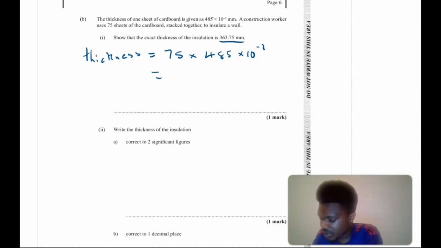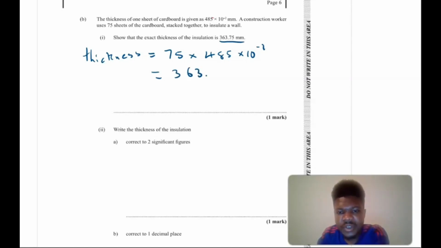So it's going to be 75 times 485, and then we multiply by 10 to the minus 2. Oops, let's try that again. All right, so even if we convert it, we get the same exact answer. So it's going to be 363.75 millimeters. All right, next one says write the thickness of the insulator correct to two significant figures.